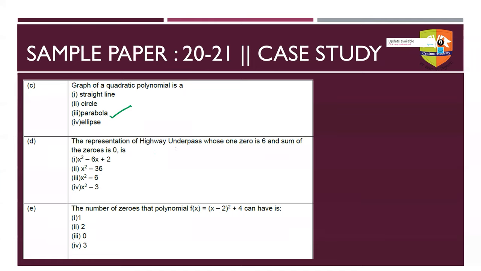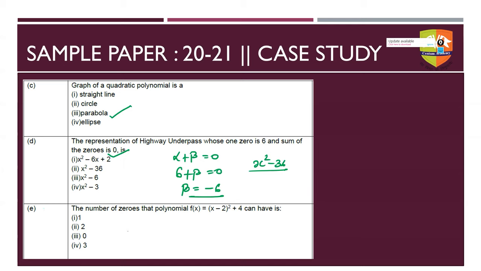Representation of highway underpass whose one zero is 6 and the sum of the zeros is 0. So alpha plus beta is 0, given. And alpha is 6, let's say. So 6 plus beta is equal to 0. So beta is equal to minus 6. So hence it will be nothing but x square minus 36.